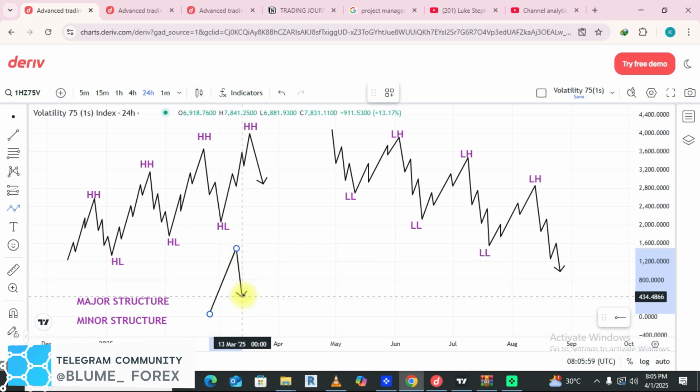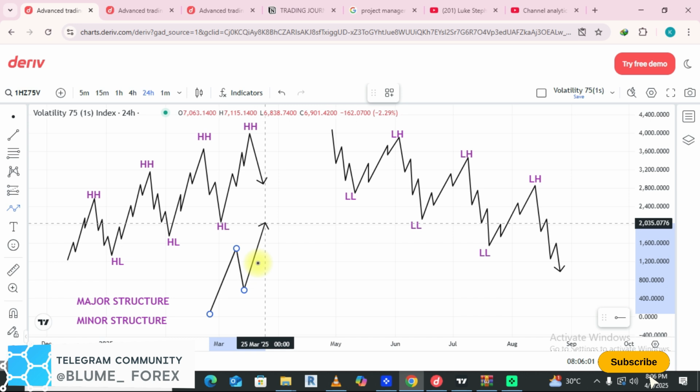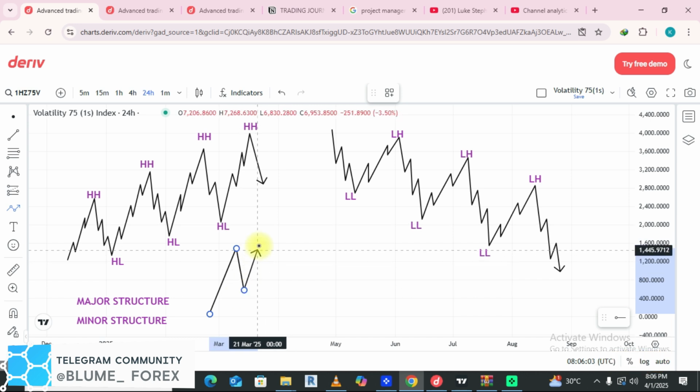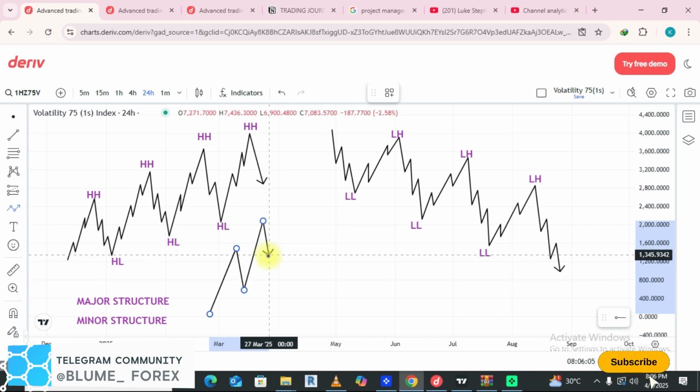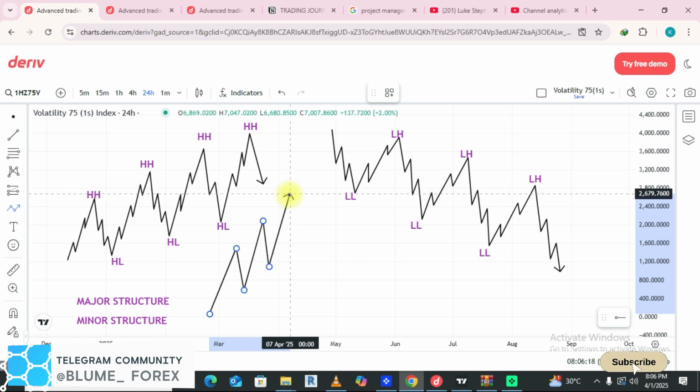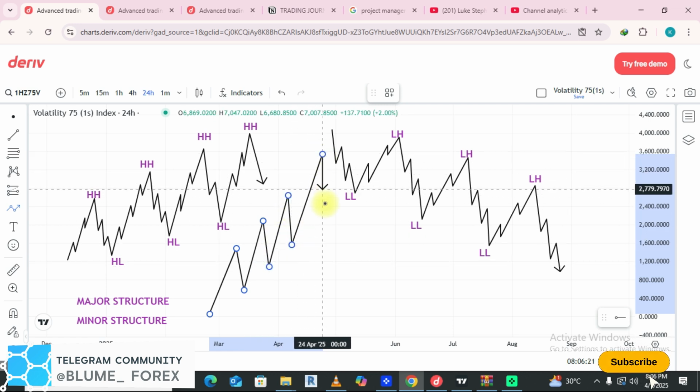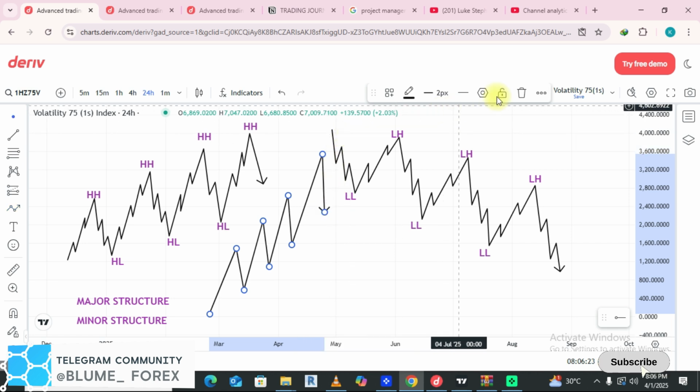a pullback. In an uptrend market, we are supposed to push to the upside. So once we start retracing downwards, that's when you say, okay, this is a pullback or a retracement. The exhaustion can be called a retracement or a pullback. So push, pullback, push, pullback, push.